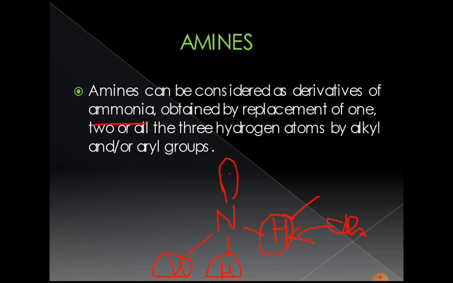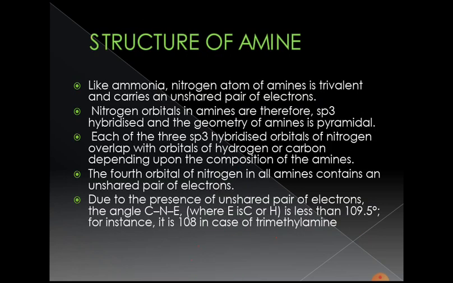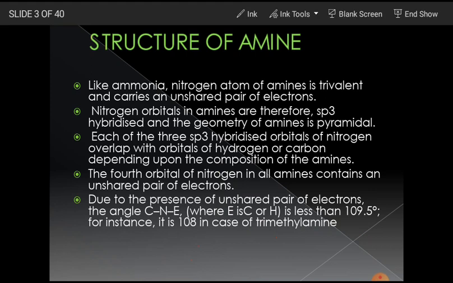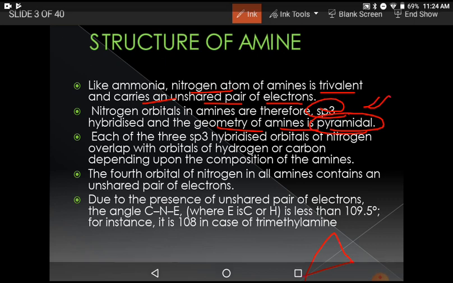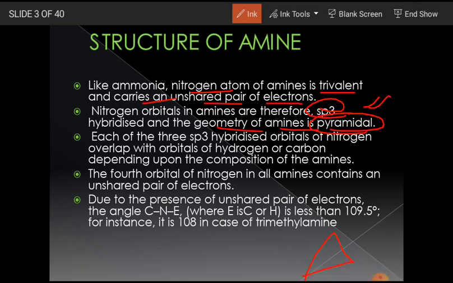So let us now talk about the next one, structure of amine. It is almost similar to the structure of ammonia, where the nitrogen atom is trivalent and it carries an unshared pair of electrons. Nitrogen orbitals in amines are therefore sp3 hybridized. That is important. It is sp3 hybridized, and the geometry of amines is going to be pyramidal. This is important. The shape is pyramidal, and each of the three sp3 hybrid orbitals of nitrogen overlaps with the orbitals of hydrogen or carbon depending upon the composition of the amines.